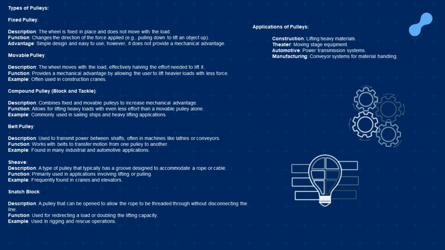Compound pulley, block and tackle. Description: combines fixed and movable pulleys to increase mechanical advantage. Function: allows for lifting heavy loads with ease. Belt pulley. Description: used to transmit power between shafts, often in machines like lathes or conveyors. Function: works with belts to transfer.